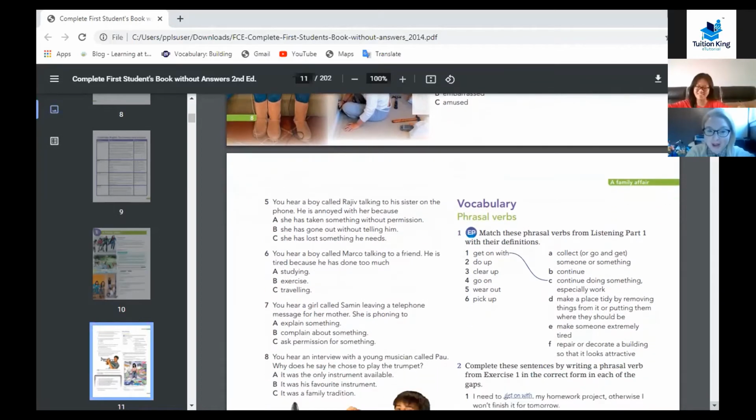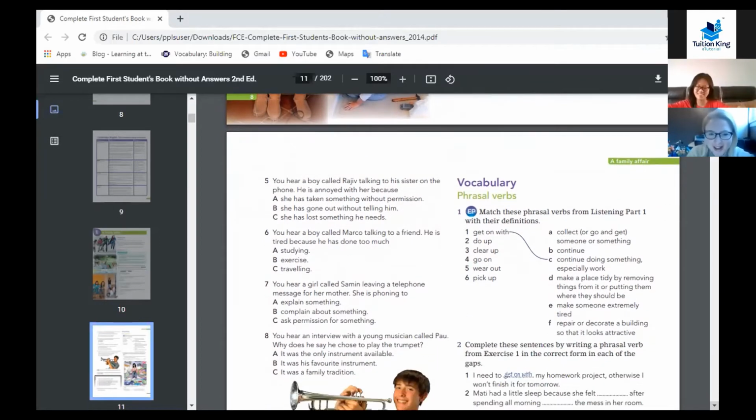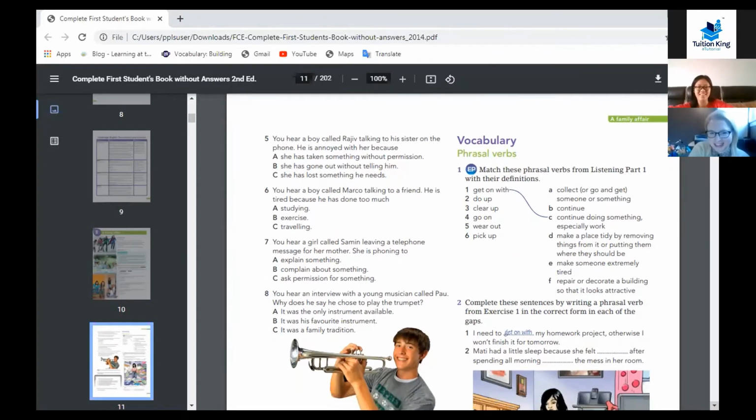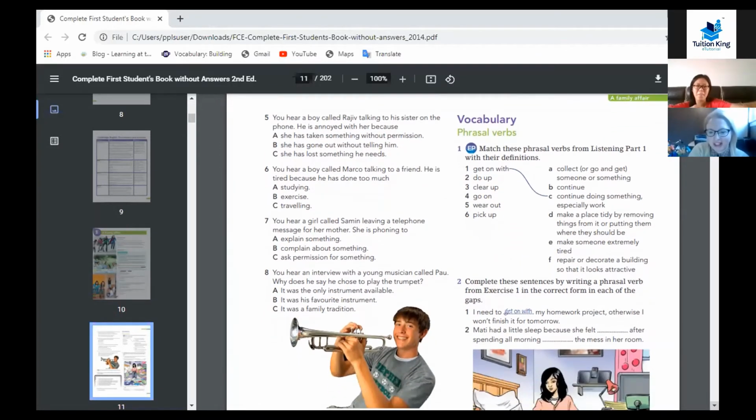Number 5. Why is he annoyed with her? I think that one was another quite straightforward one. My answer is A. She has taken something without permission. Would you be angry if your brother or sister just took your laptop without your permission? Imagine you couldn't go to class. Yeah, of course. I couldn't imagine. I'd be very furious.